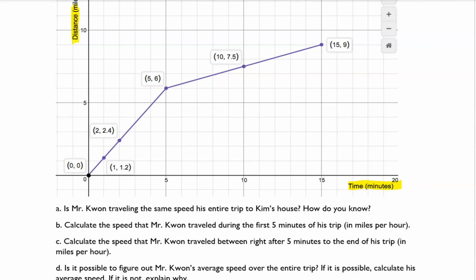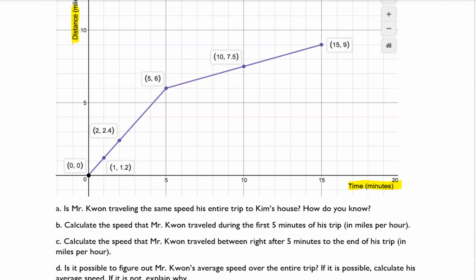Okay. Part A says, is Mr. Kwan traveling the same speed his entire trip to Kim's house? How do you know? If you said yes, why do you think that? Notice here we have two linear functions. There's a function here and then a new linear function here. And I know that they're not made up of the same function because they have different slopes.